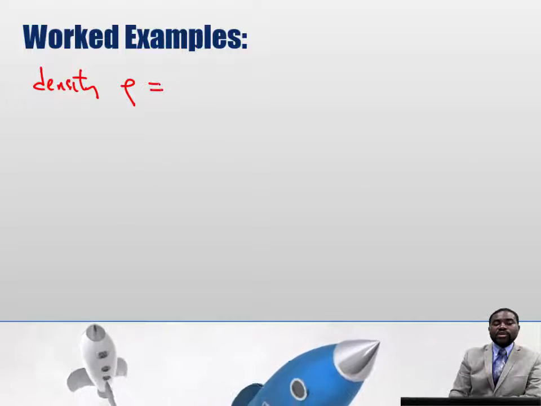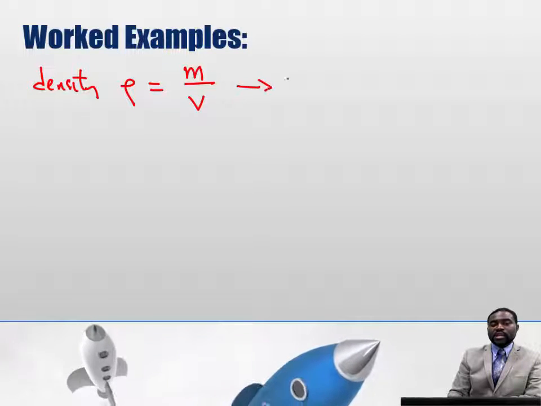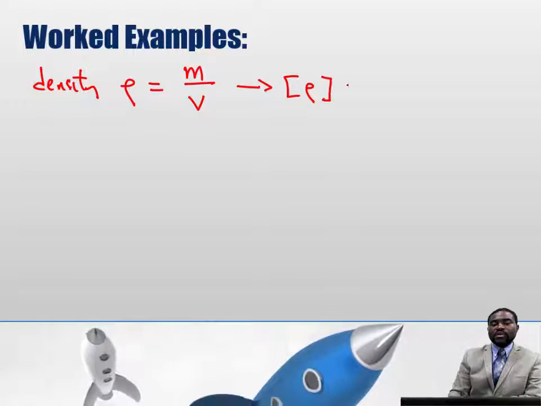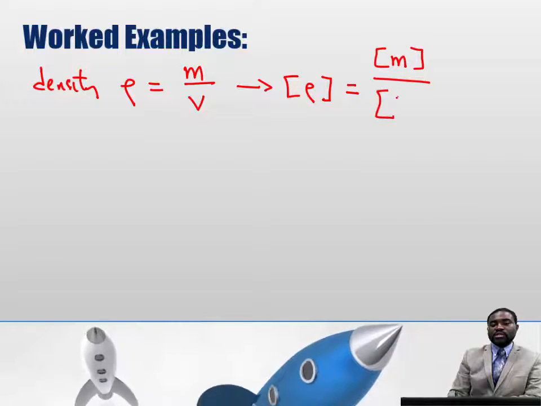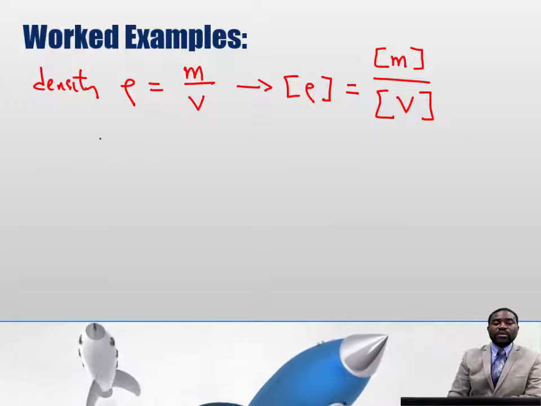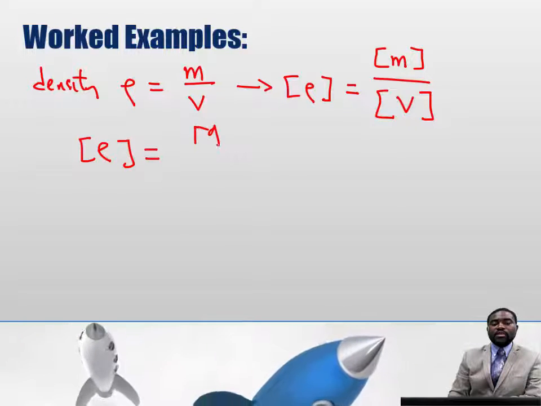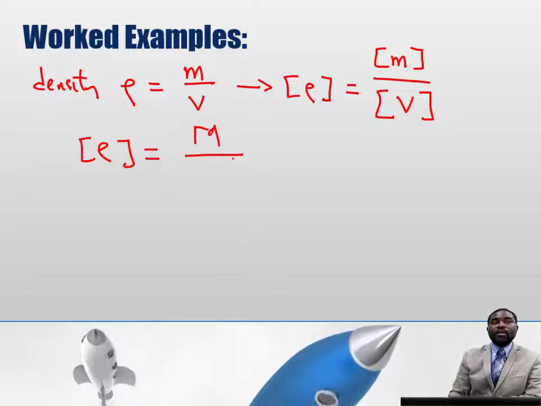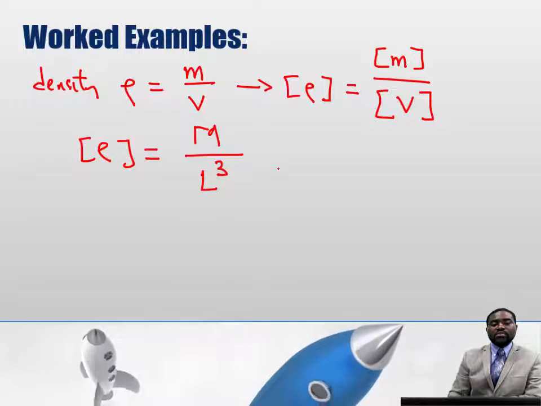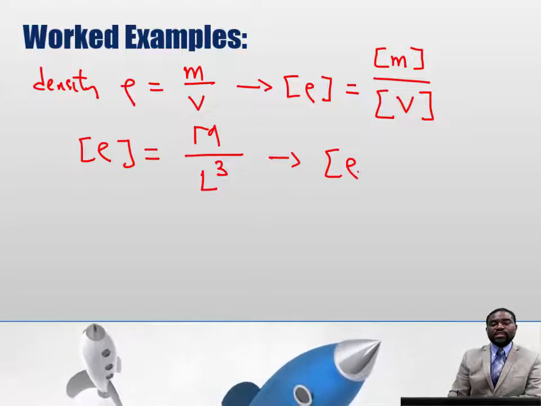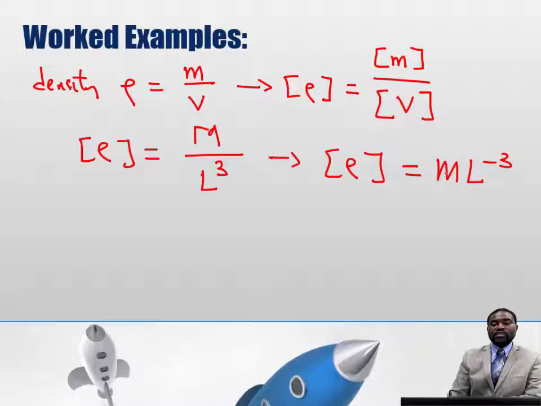Let me do another example again. Density, rho, is defined as mass over what? Volume. This means that the dimensions of density is equal to the dimensions of mass divided by the dimensions of what? Volume. Therefore, the dimensions of density will be equal to what? Capital M. What is volume? Length times width times height, which is going to be L^3. Hence, the dimensions of density is going to be equal to ML^-3.